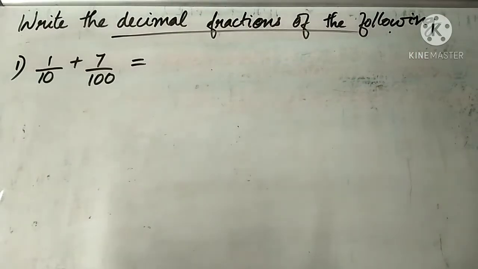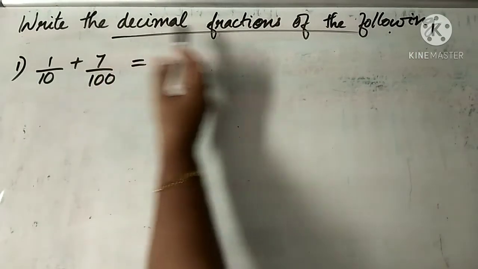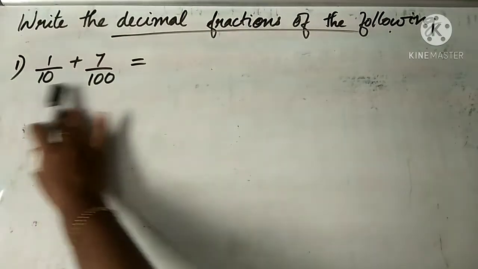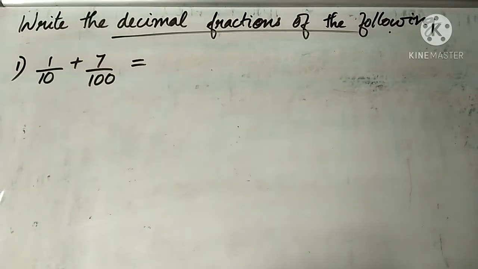Next we are going to do the reverse process. That is, write the decimal fraction of the following. Here the expanded form is given. We have to write the decimal number.